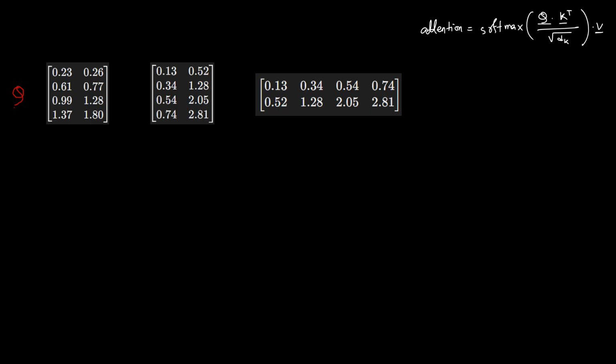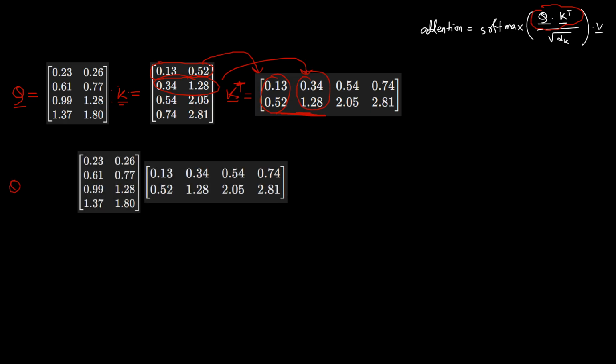So this is the query that we have. This is the key that we have. And we are trying to perform this operation, query times K transpose. So first, let's define the transpose of K. And this will be the transpose of K. Finding the transpose is very straightforward. We just make the first row into the first column, the second row into the second column, and likewise. So now performing query times K transpose, we just simply perform this matrix multiplication.